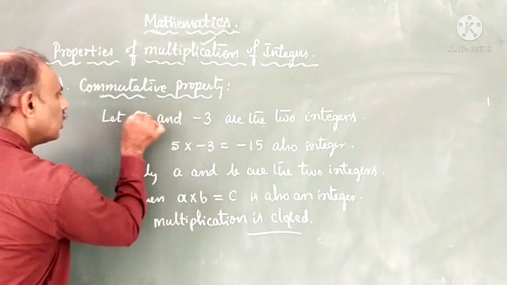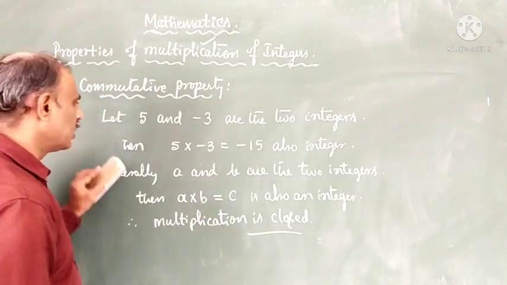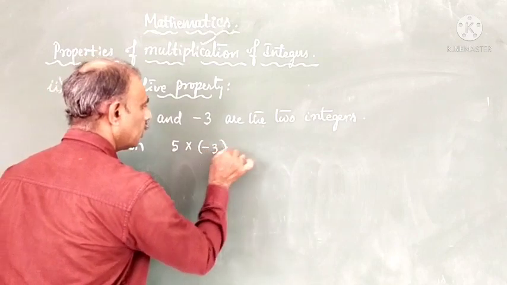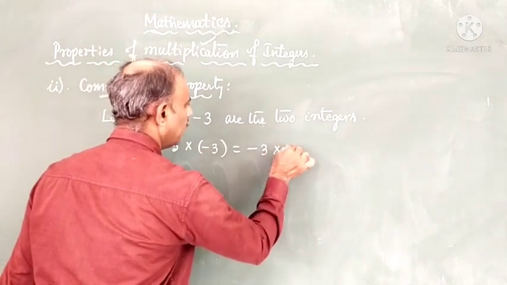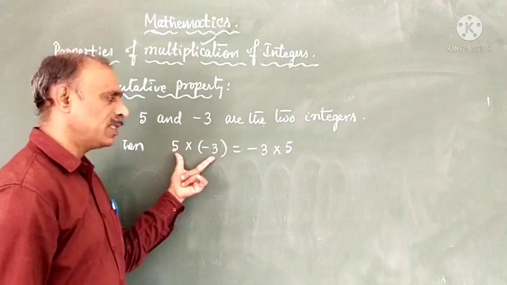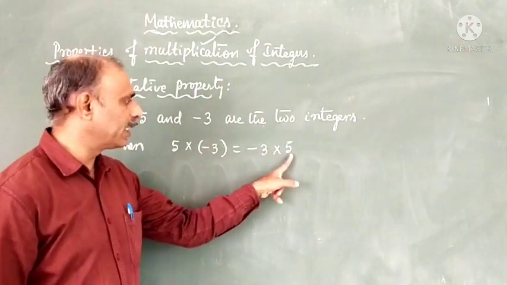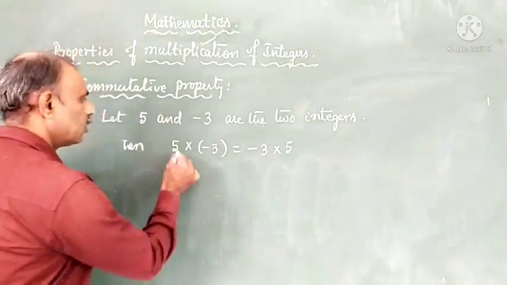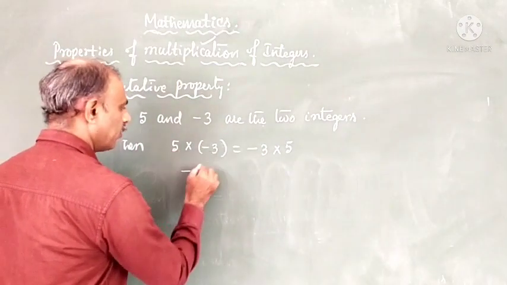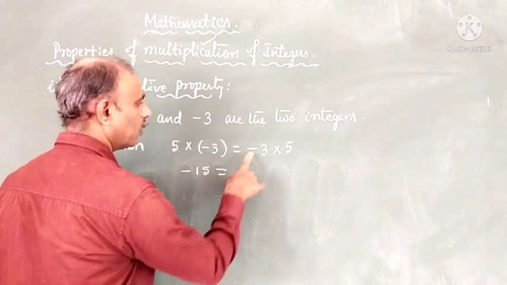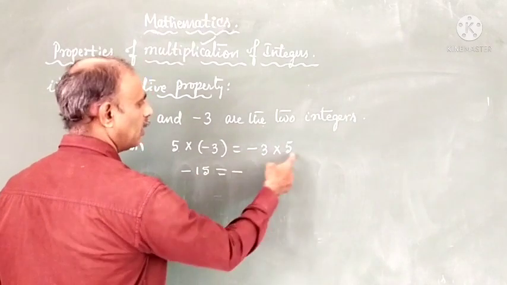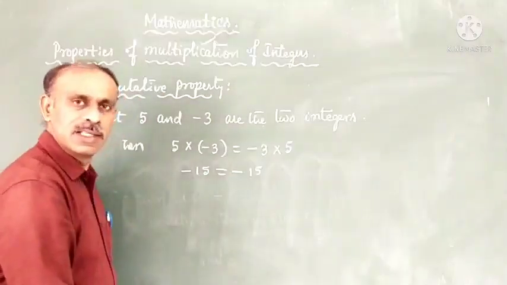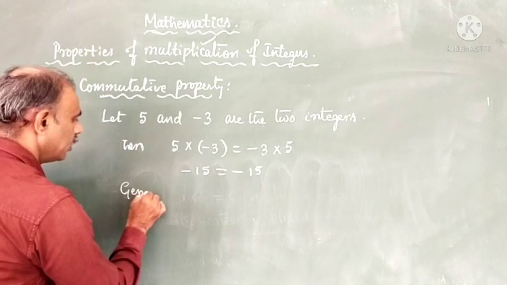So let 5 and minus 3 be the two integers. Then 5 into minus 3 is equal to minus 3 into 5. Same numbers we have to multiply by interchanging the position: first number, second number, then second first. So plus into minus, 5 3s are 15, is equal to minus into plus, minus 3 5s are minus 15. So both sides are the same.